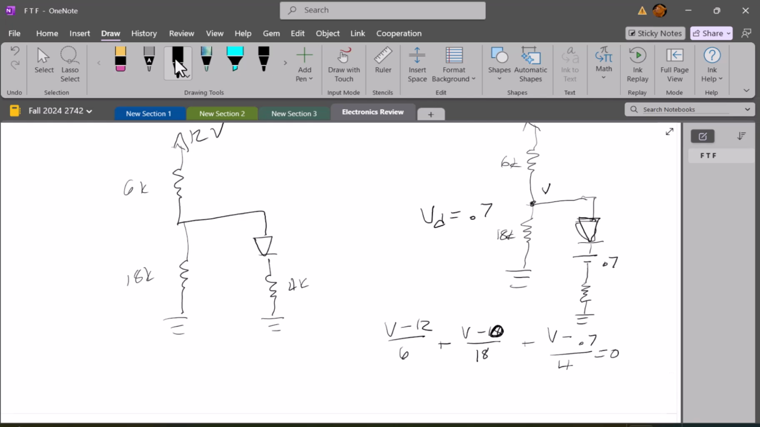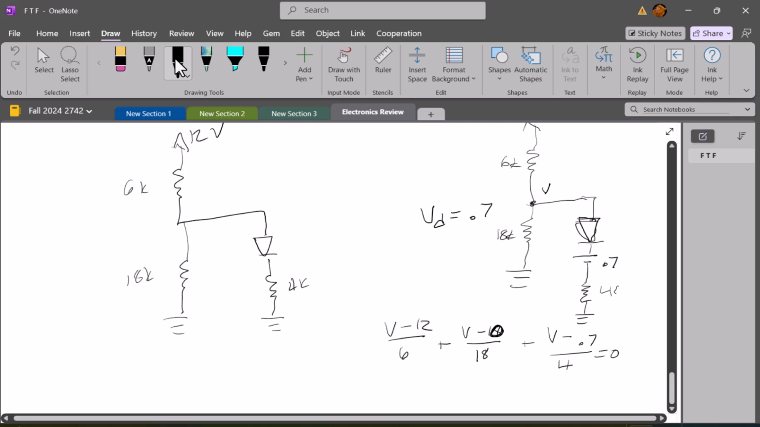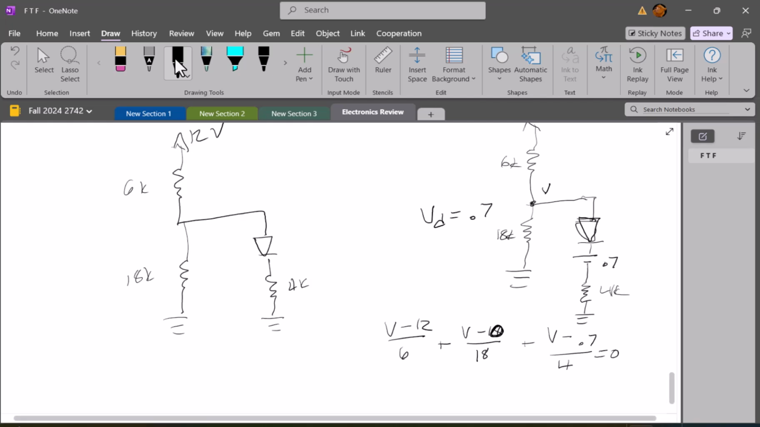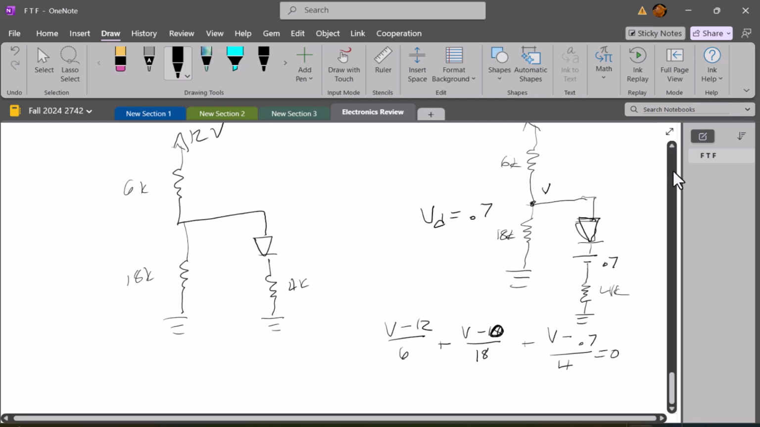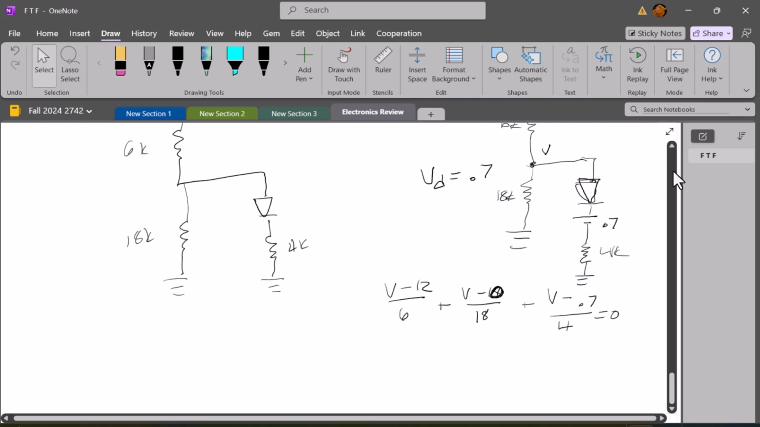Because this 4K resistor and this 0.7 voltage source are in series, it doesn't matter that one is coming before the other one. It's essentially a constant voltage drop. So whatever voltage we have here, that's because elements in series have the same voltage, right? Or the same current? Yeah, same current. Okay. And you're right, so it works that way.